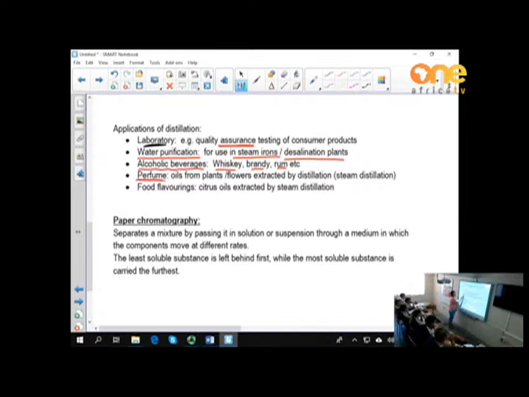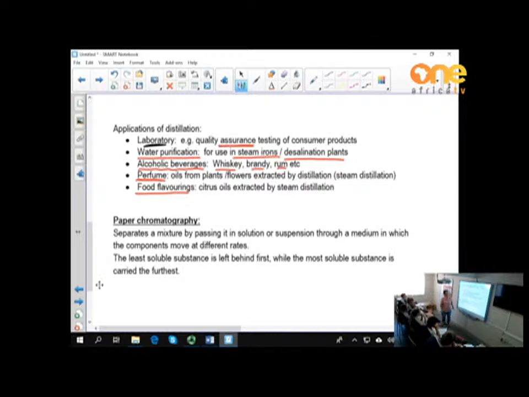Perfume industry. They extract oils from plants and flowers. They don't do a normal distillation of the parts, but they extract it with a so-called steam distillation. They pass steam through it at fairly high temperatures, and then the oils dissolve in the steam, and from that they can extract the oils, because the plant matter, etc., tends to want to burn at higher temperatures. And similarly, food flavorings, for example, citrus oil is also extracted by a steam distillation.